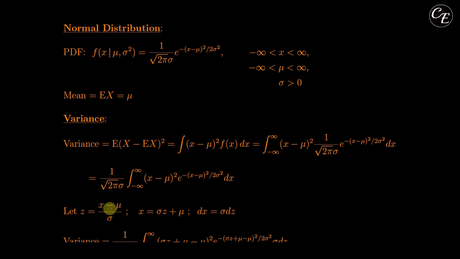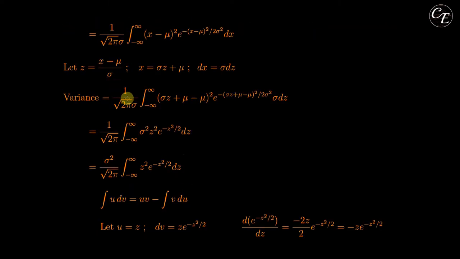Then from here, x will be sigma times z plus mu, so x equals sigma z plus mu. Then dx will be the derivative of this one, which is sigma times dz. Then let us substitute this in here. So we'll get 1 over square root of 2 pi sigma from here, then the integral of, for x, let us use sigma z plus mu, then minus mu squared, then e raised to negative the square of, for x, sigma z plus mu, then minus mu squared over 2 sigma squared. Then for dx, we have here sigma dz.